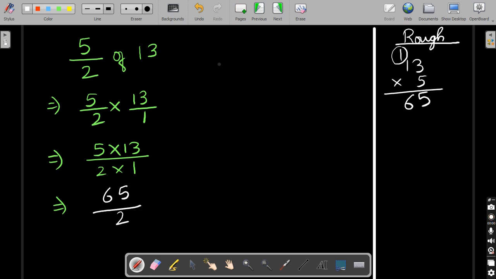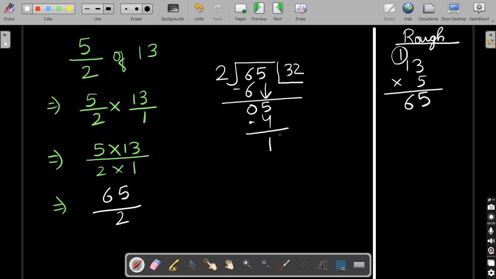Now I need to divide it here. Now how will we divide? 2 divided into 65. Now 2 3s are 6. I subtract and get 0. 5 will come down. After that 2 2s are 4, minus, remainder 1.